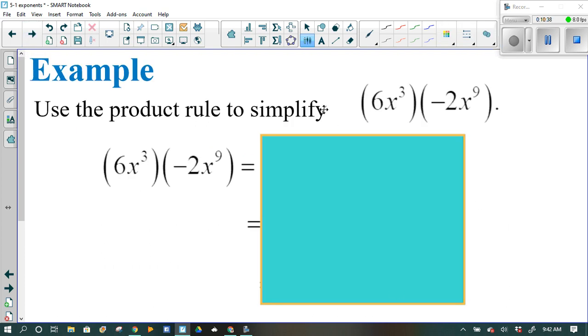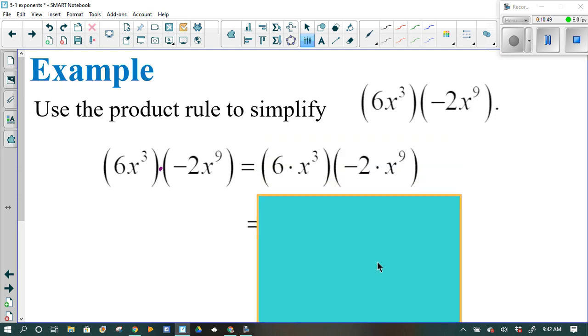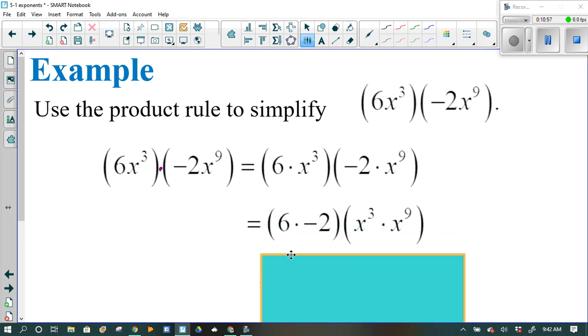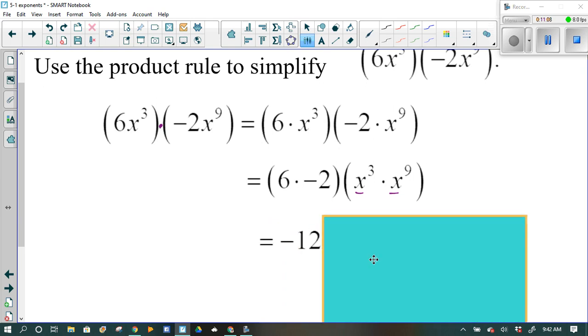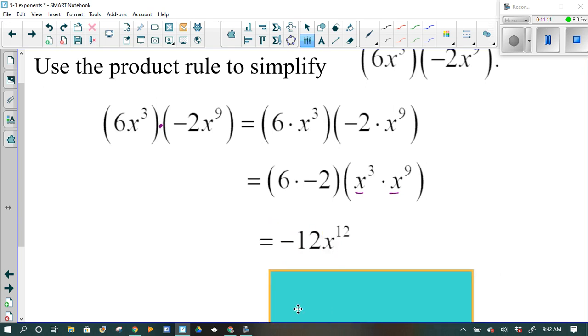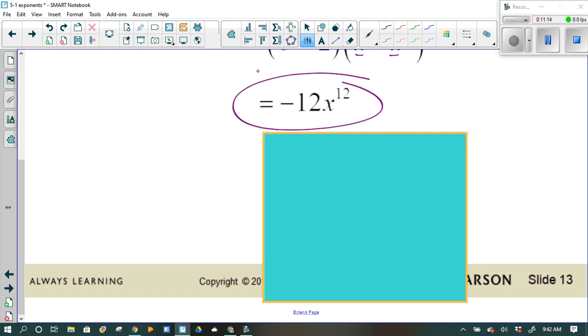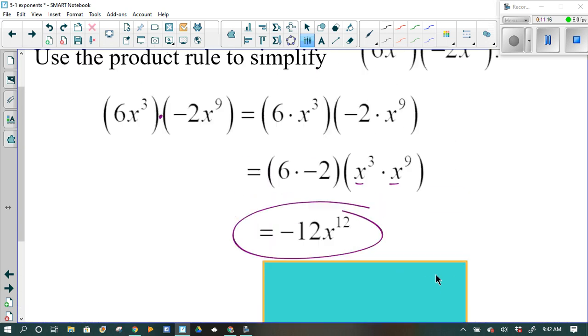All right, so we're going to use the product rule. So here we have 6x cubed times negative 2x to the 9th. So break it apart. 6 times x cubed times negative 2x to the 9th. Multiply 6 times negative 2, x cubed times x to the 9. As long as these bases are the same, you're good to go. So 6 times negative 2 is negative 12. 3 plus 9 is also 12. So your final answer, negative 12, x to the 12th.